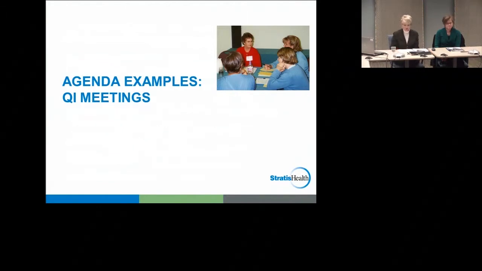So we're going to provide 3 sample agendas today for you to consider. The first is going to be for a quality improvement planning and prioritization meeting. The second will be for a topic-specific performance improvement kickoff meeting, so the first meeting when we start a project. And then the third one will be just for ongoing quality improvement meetings.